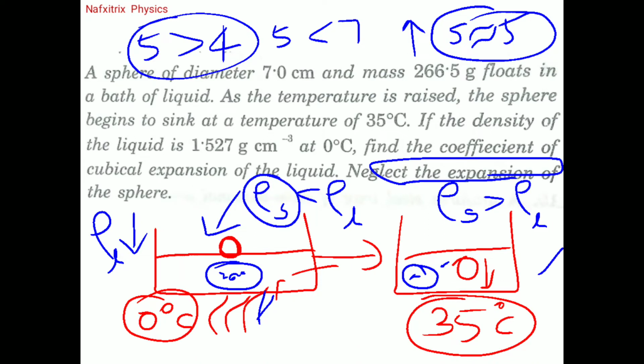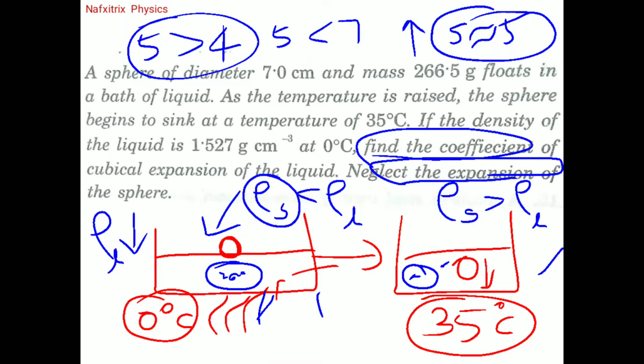As we are giving heat energy, the molecules of the liquid move apart, because of which the density of the liquid decreases. Because of that the sphere would tend to sink down, so this is the case happening here. Now we need to find the coefficient of cubical expansion from this. So this is the concept here.